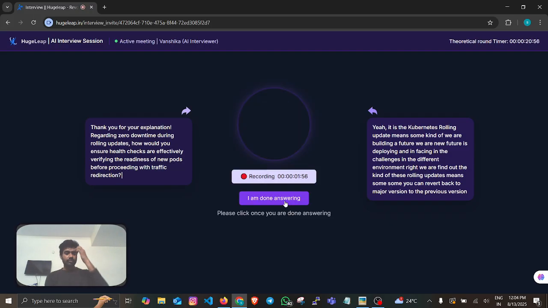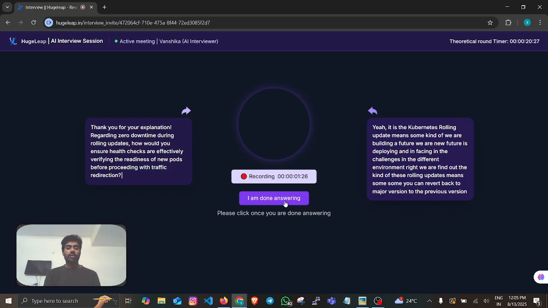Right. In the explanation regarding zero downtime during the rolling update, a new feature is deploying into the cluster, and we also can revert back to the previous version of that particular microservice. It is the versioning of the rolling update.